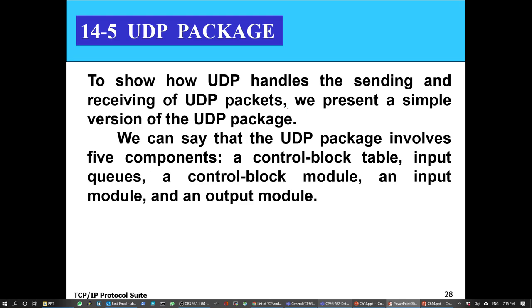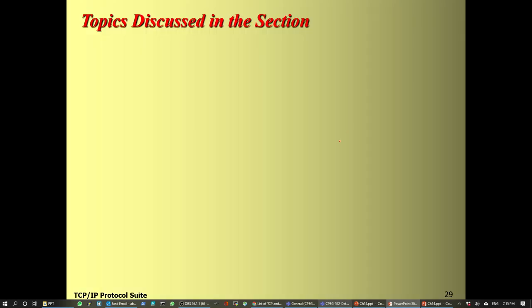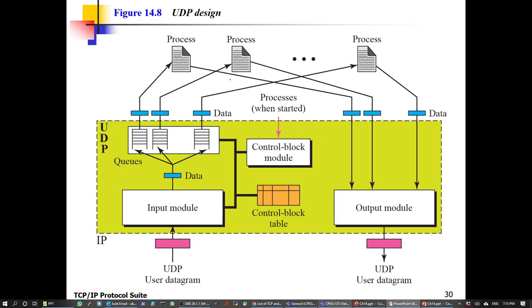So now, to show you how UDP handles the sending and receiving of UDP packets, this is a block diagram that shows the UDP design. There are processes, and if you remember, we have queues and the data. This is the input module, the UDP user datagram, and there is a control block. So what is a control block table? UDP has a control block table to keep track of open ports. Sometimes multiple ports are open. Each entry in this table has a minimum of four fields.